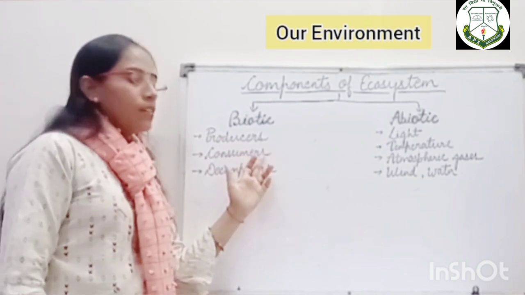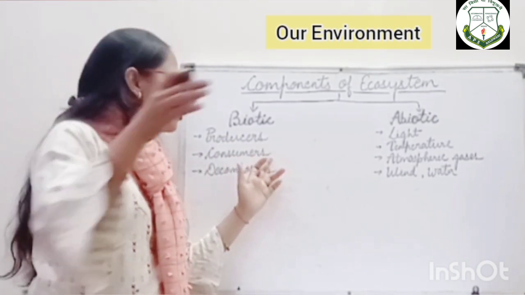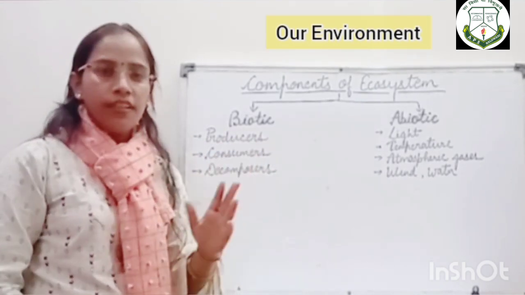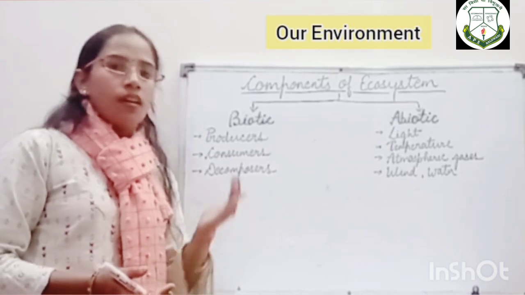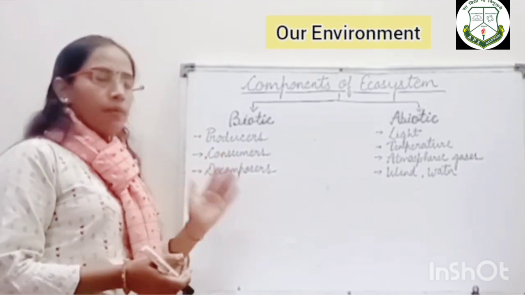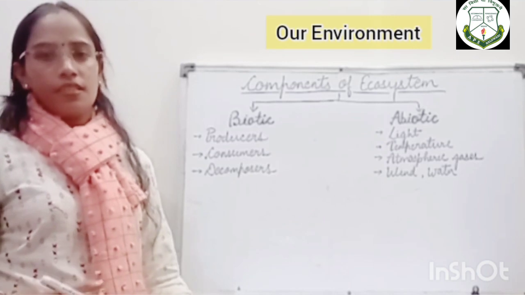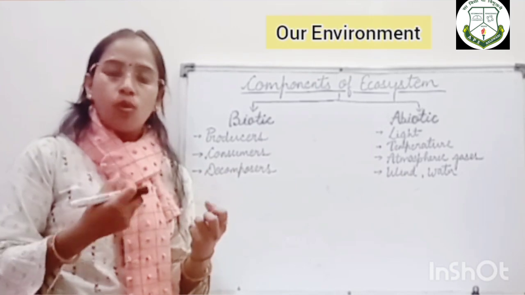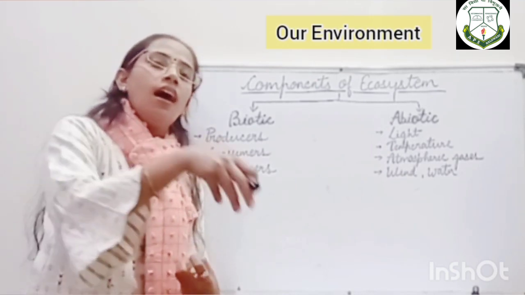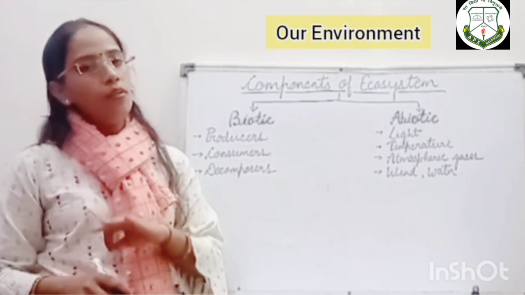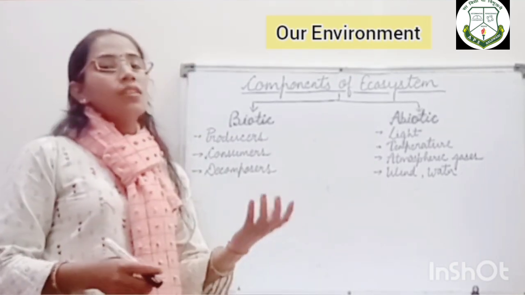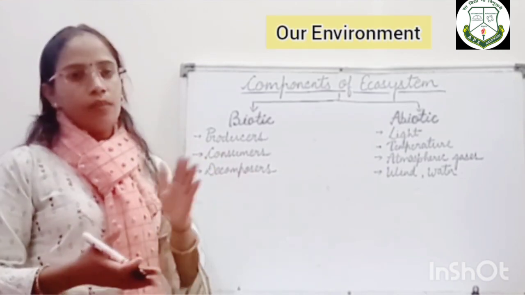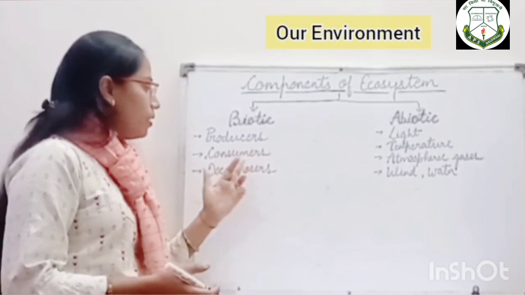Second one is the consumers. Consumers totally depend on producers for their nutrition. They are classified into three categories: herbivores, carnivores, and omnivores. Herbivores are the plant-eating animals. They are the pure vegetarians. Carnivores are those animals which feed on other animals, and the omnivores feed on both plants and animals. So all of these are included under the consumers.